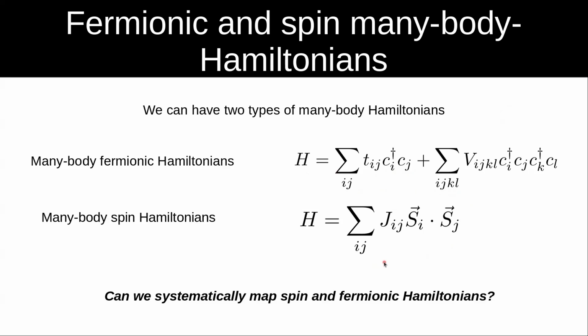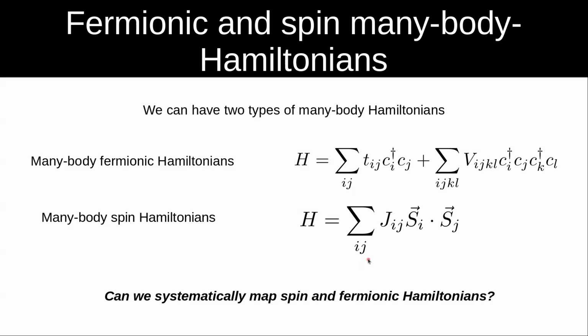And up to now, it seemed as if these two types of Hamiltonians were completely different, as if we were dealing with completely different systems. Fermionic Hamiltonians have quantum particles with fermionic statistics, meaning that the local operators anti-commute, whereas in many-body spin Hamiltonians, the local excitations are bosonic. So spin operators are bosonic operators. In a way, they seem like completely incompatible systems.